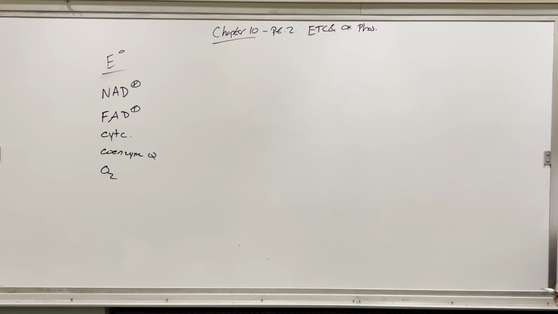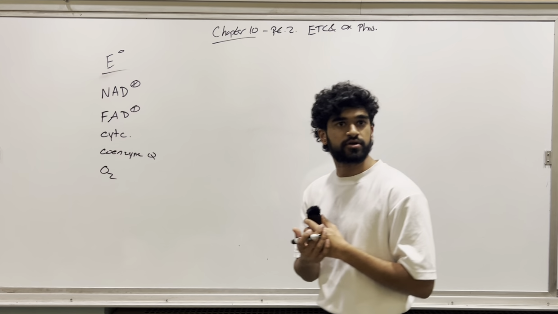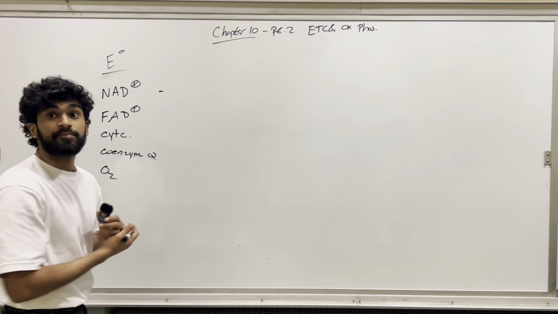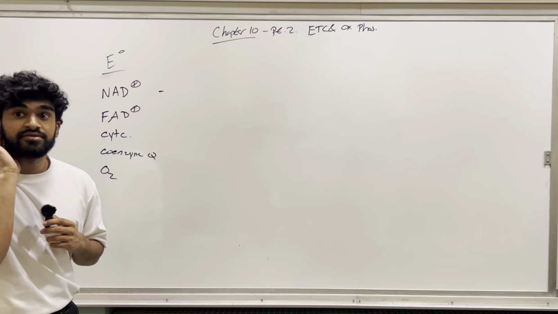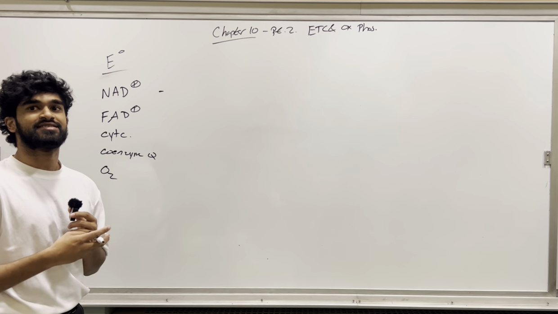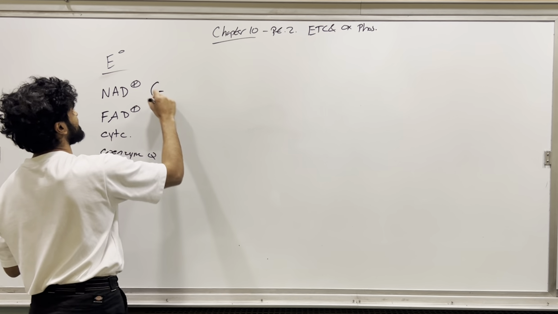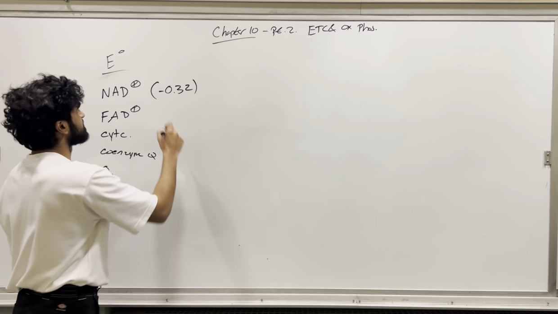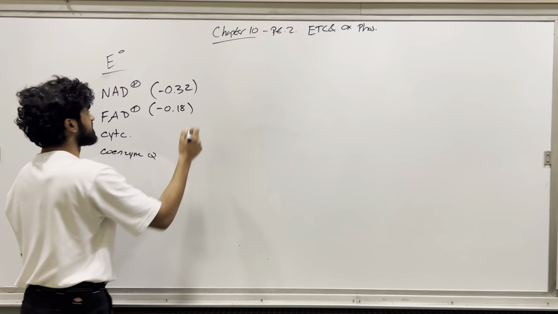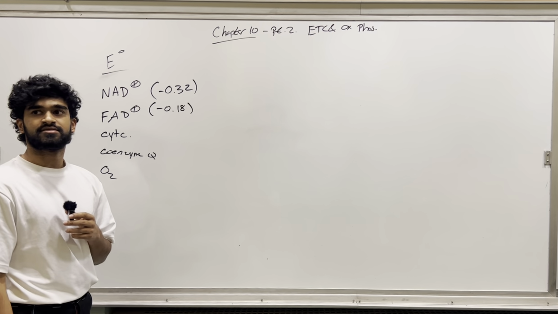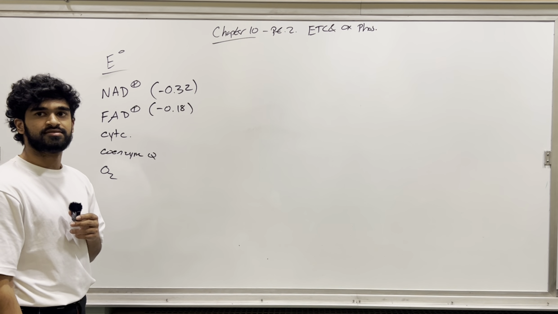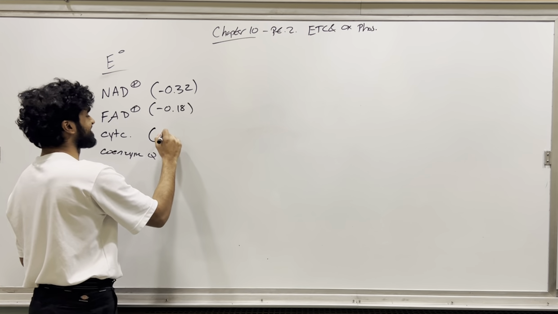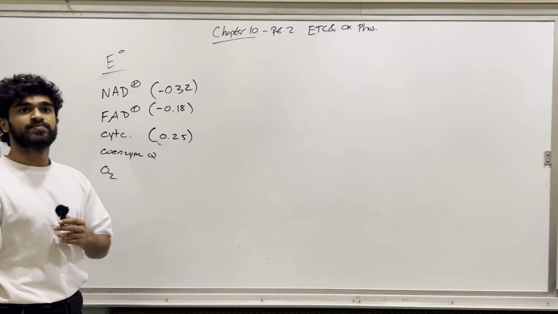Who has the reduction potential of NAD? Anyone? Negative what? Negative what? 0.32 or 32? 0.32. FAD. Cytochrome C. 0.25, right? Positive. 0.25. Coenzyme Q.